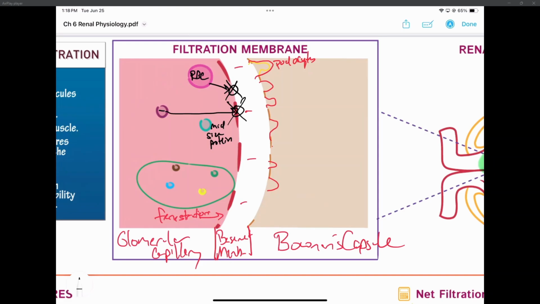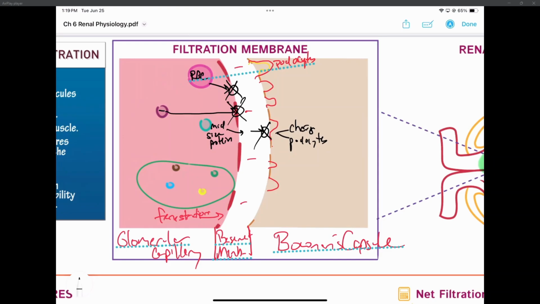So these mid-sized proteins can get through the fenestrations, but it can't get through the rest of it for two reasons. What are the two reasons it doesn't get all the way through? Charge. Yep. And the other one are these podocytes on the Bowman's capsule side. Those two things keep proteins out. So the mid-sized protein can get out of the capillary, but once it hits that basement membrane and the Bowman's capsule side, it can't get through the negative charge and those podocytes on the Bowman's capsule side.